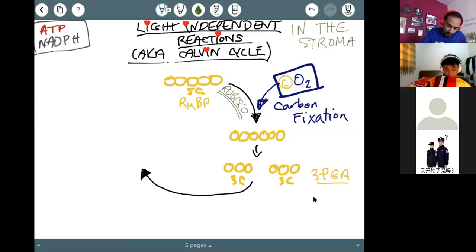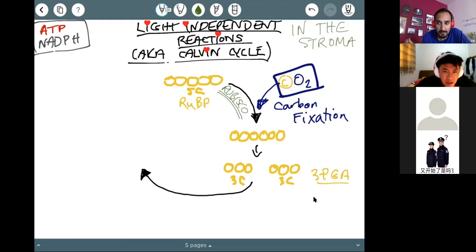Okay, so yes, thank you for stopping me before I got too far ahead. So 5-carbon RuBP uses the enzyme Rubisco to fix inorganic carbon from CO2 onto this RuBP, forming a very brief moment 6-carbon molecule, which quickly splits into 2 molecules of 3-PGA.